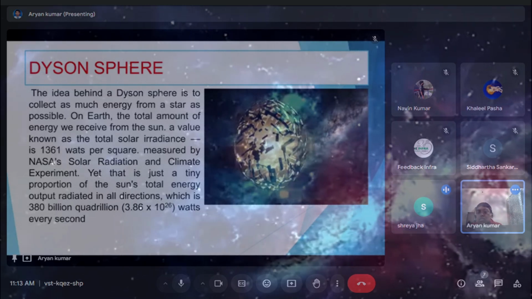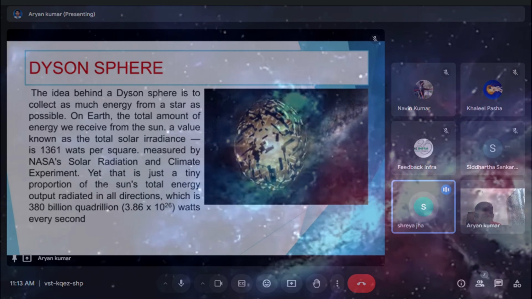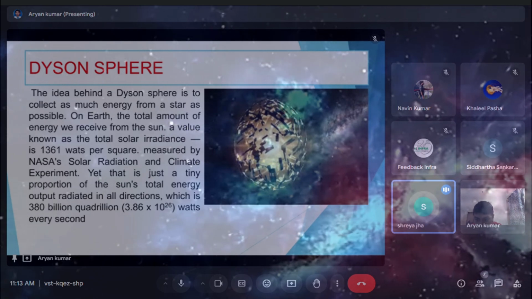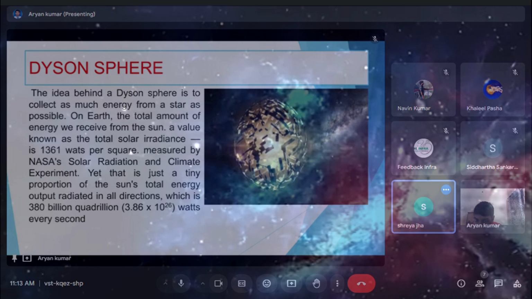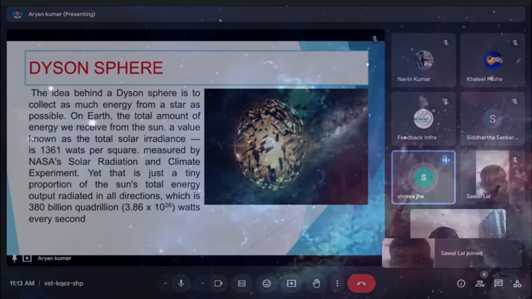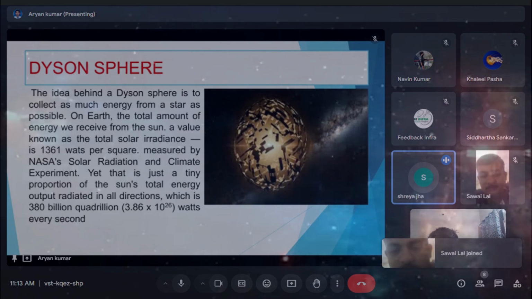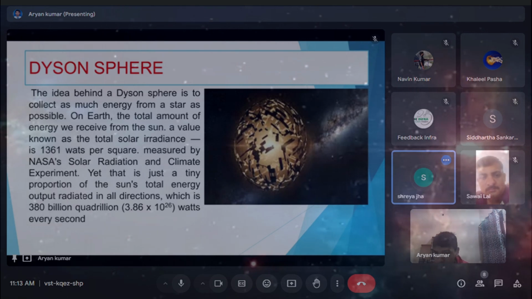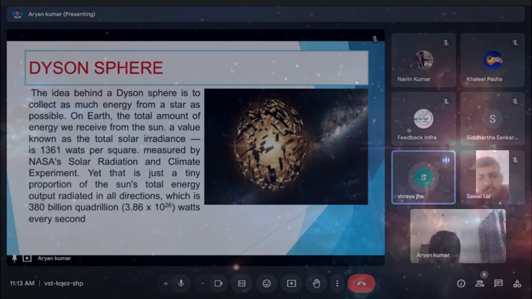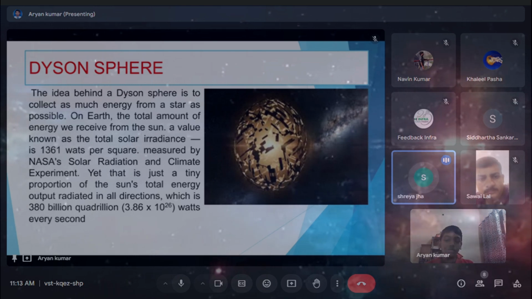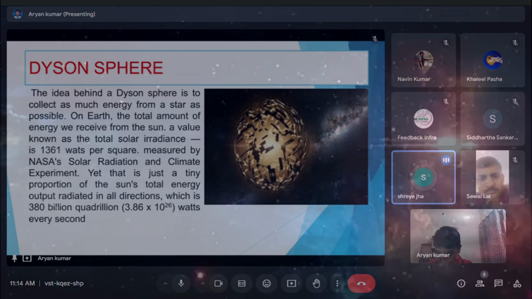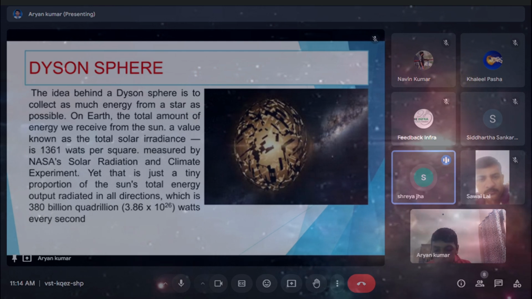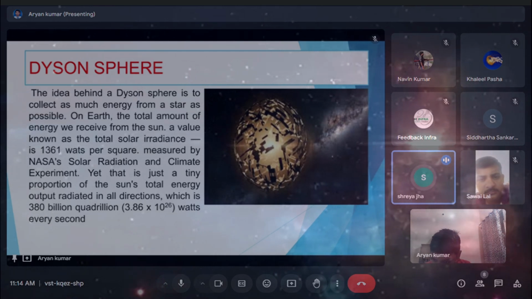Yes, sure. Dyson Sphere. The idea behind a Dyson sphere is to collect as much energy from a star as possible. On Earth, the total amount of energy we receive from the sun, a value known as the total solar irradiance, is 1361 watts per square meter, measured by NASA's Solar Radiation and Climate Experiment. Yet that is just a tiny proportion of the sun's total energy output radiated in all directions, which is 3.86 times 10 to the power of 26 watts every second.